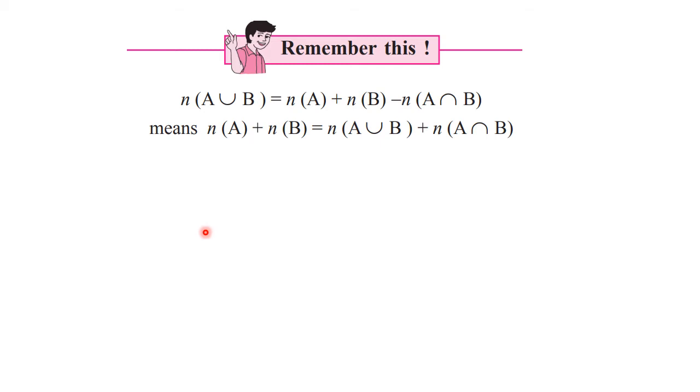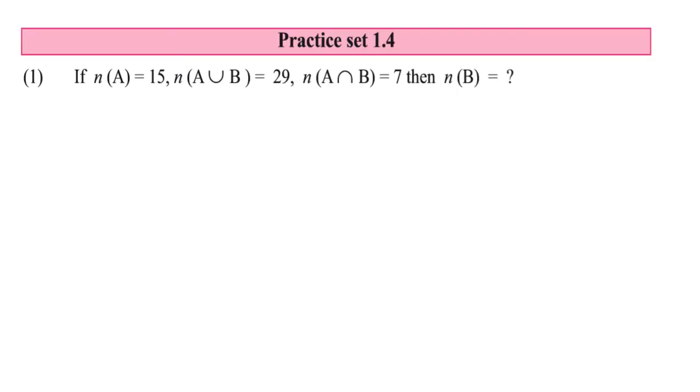Okay. So now let us discuss the problems from the last practice set, that is 1.5. So let's go there. I'm sorry, practice set 1.4. The very first question here is, if n of A is equal to 15, n of A union B is equal to 29, n of A intersection B is equal to 7, then n of B is equal to question mark. Just now we have seen the formula. So we have to make use of the formula straightforwardly and we can get the answer.